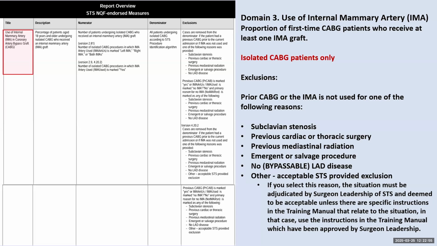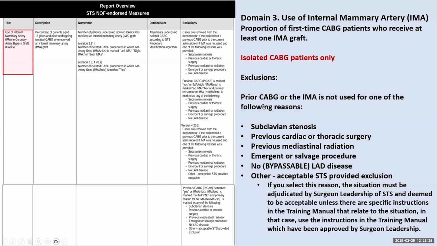Just if you don't have a reasonable explanation, it's not one of the reasons here for not using the IMA, such as subclavian stenosis, previous cardiac or thoracic surgery, previous mediastinal radiation, emergent or salvage procedure, or no bypassable disease, or other acceptable, we'll talk about that in a minute, then just go ahead and code the non-acceptable, because again, this is only for isolated CAB patients.